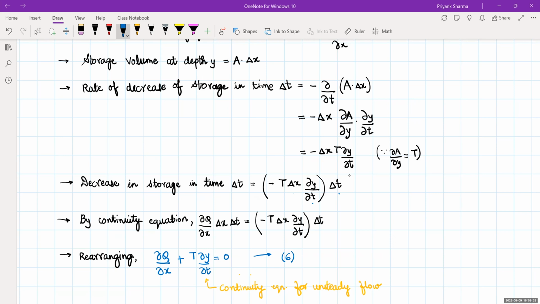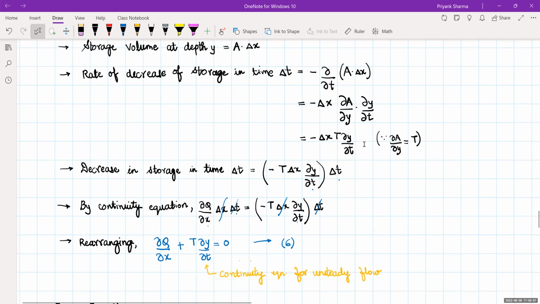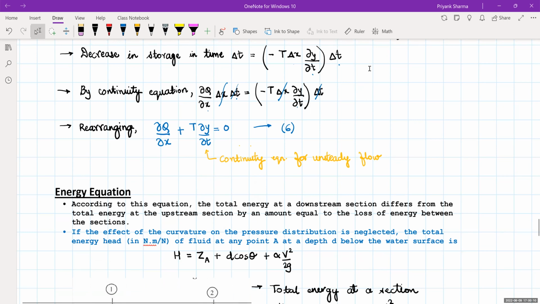By the continuity equation, we equate the excess volume flow rate to the decrease in storage. So del Q by del x into delta x delta t is equal to minus T delta x into del y by del t into delta t. Delta x will cancel out, delta t will cancel out, and whatever is left we rearrange to get del Q by del x plus T del y by del t equal to 0. This is the continuity equation for unsteady flow.